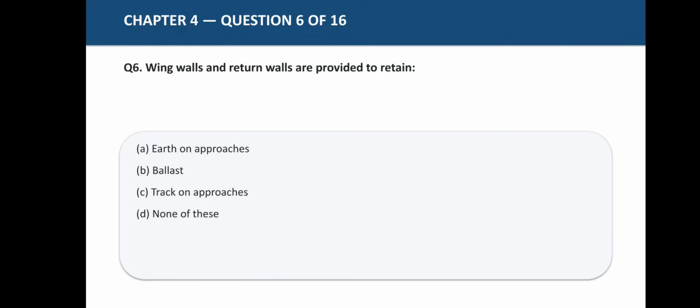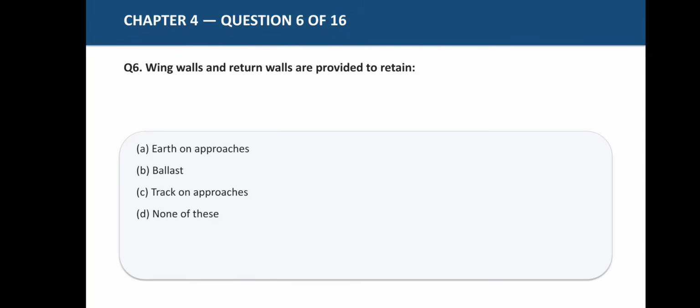Question 6. Wing walls and return walls are provided to retain what? Option A. Earth on approaches. Option B. Ballast. Option C. Track on approaches. Option D. None of these. The correct answer is option A.